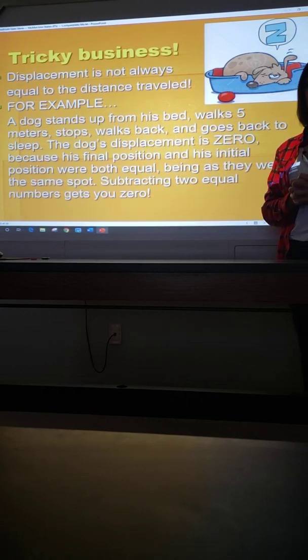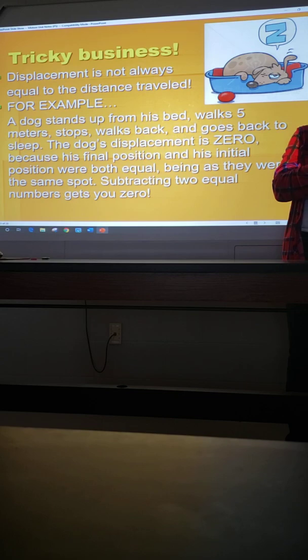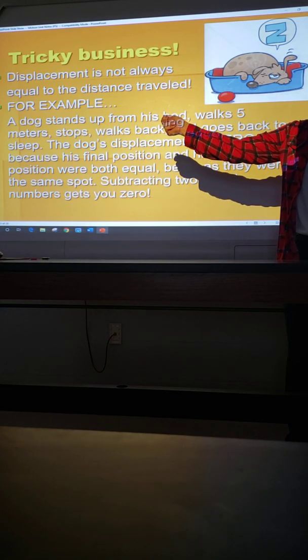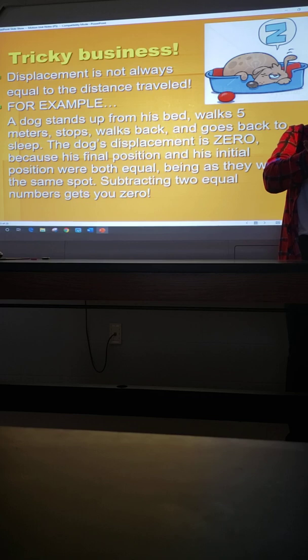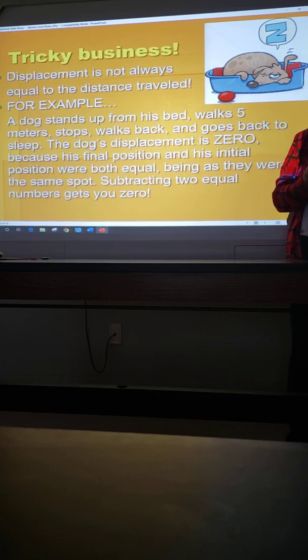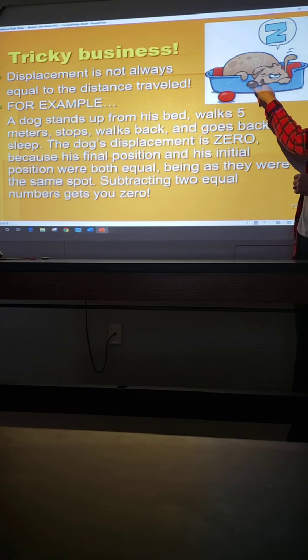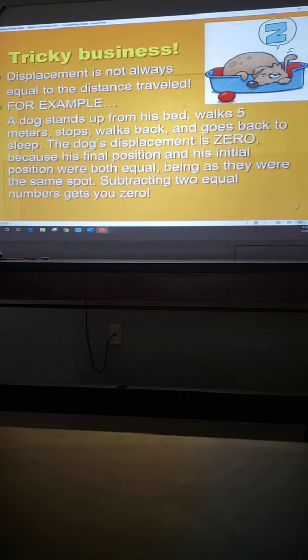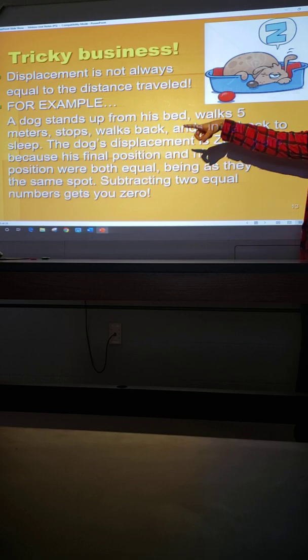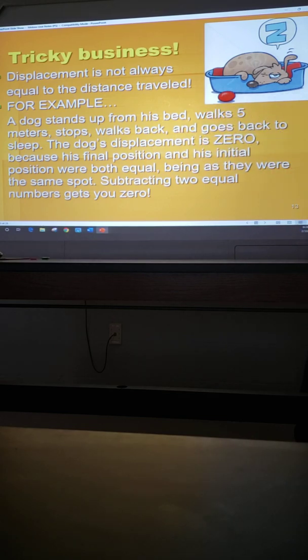Just like my trip to Fort Worth: started in my driveway, went 1,100 miles, went 1,100 miles back, and ended in my driveway. That was a 2,200 mile trip, but my displacement was 0 because I started and stopped in the same spot. Same thing with this dog. Now, what would his distance be? What was the total path or trip that he took? What do you think? Yeah, because he went 5 and then 5 back.